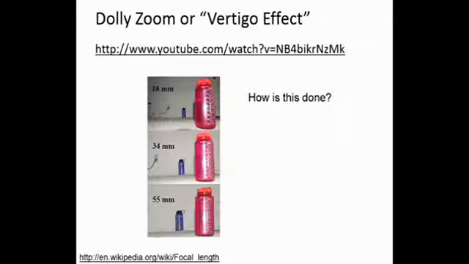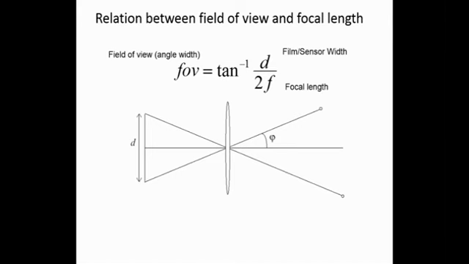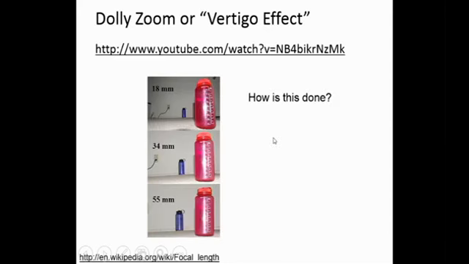Actually, it's the half field of view. It should be 2 times the inverse tangent of d over 2f is equal to the full field of view. The inverse tangent of d over 2f is equal to this angle, whatever that is, phi, I guess. I don't know. I'm bad at Greek letters.